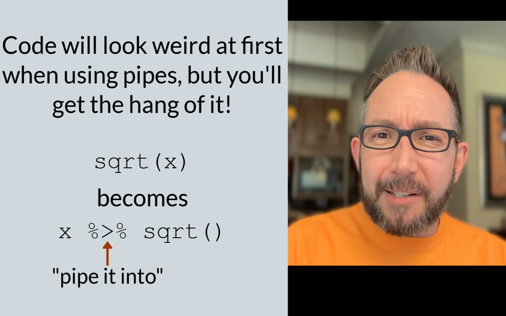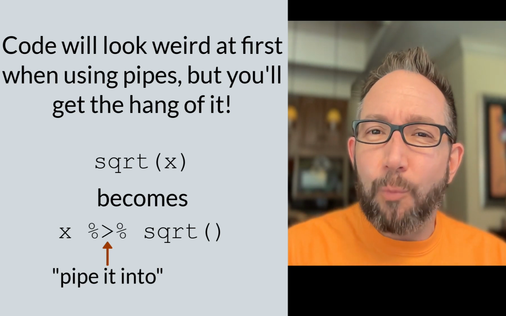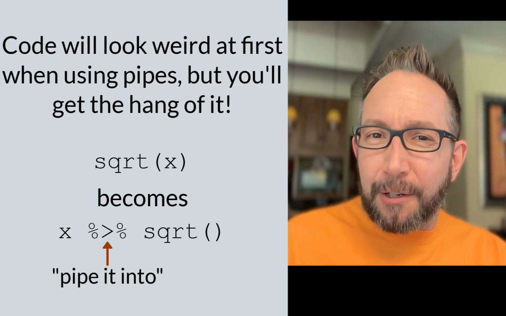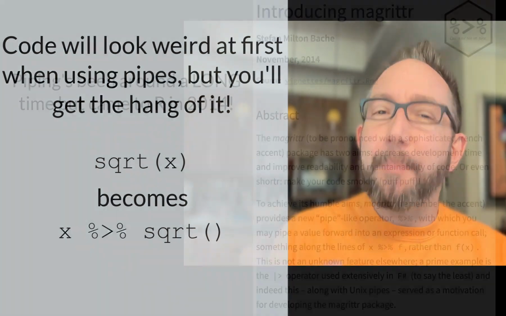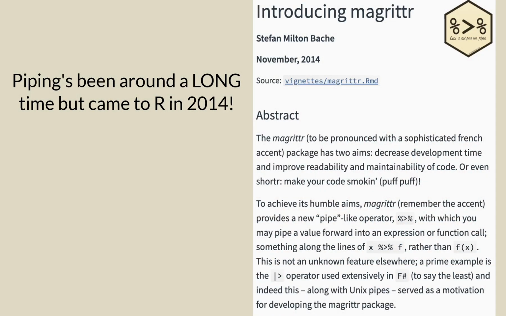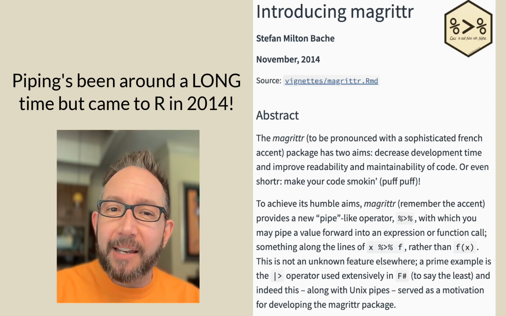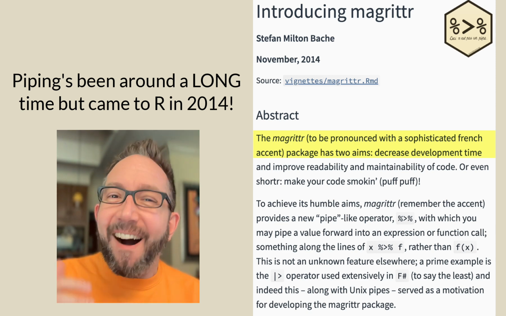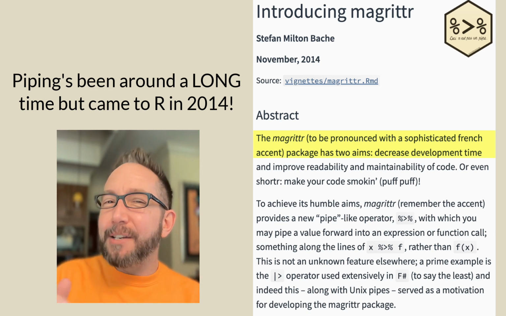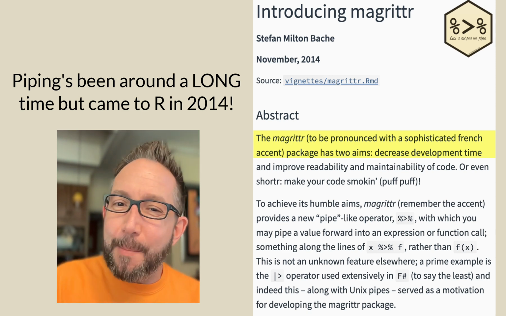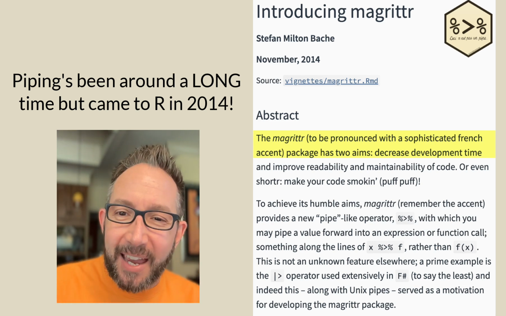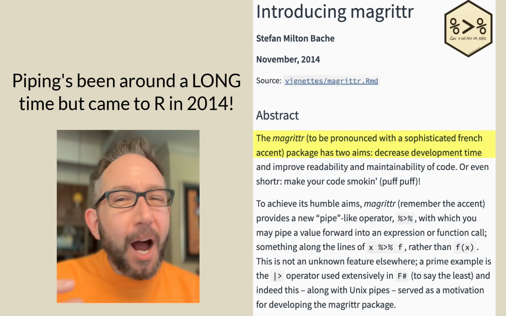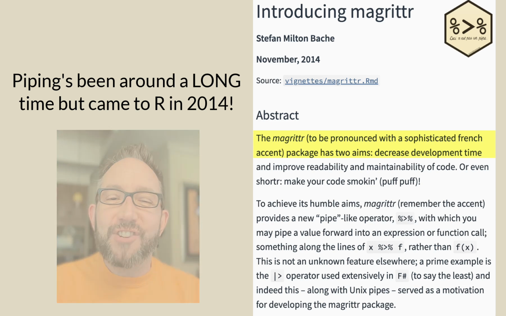Now, before we explain why this works and why this is going to be so useful, a little bit of history about the pipe operator. So piping has been around in other programming languages for really quite some time, and it came to R about a decade ago in a package named magrittr. Now, that's a terrible pronunciation, and the authors of this package wanted to make sure that this package came off as a bit sophisticated, maybe a bit pretentious, and it should always be pronounced with some sort of French accent.